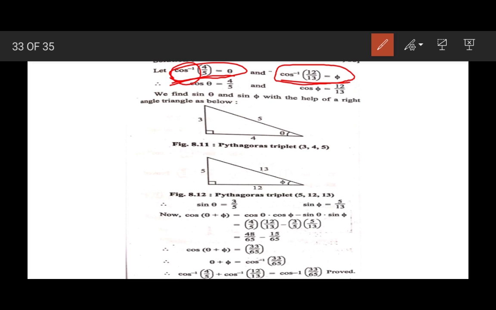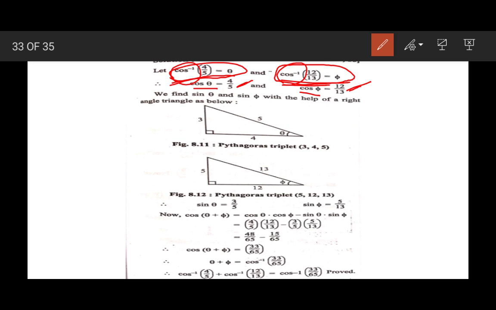From cos inverse 4 upon 5 equal to theta, we take the cos inverse to the right hand side, so we get cos theta equal to 4 upon 5. And since cos inverse 12 upon 13 is phi, taking the cos inverse to the right hand side, we get cos phi equal to 12 upon 13. So cos theta is 4 upon 5 and cos phi is 12 upon 13.